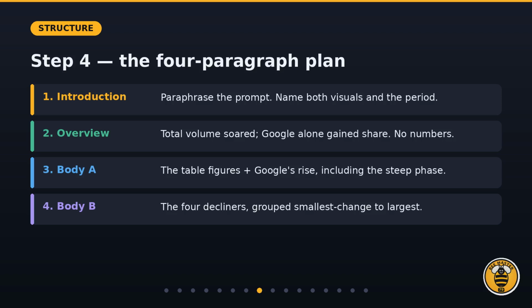Step 4. 4 paragraphs. An introduction that paraphrases the prompt and names both visuals. An overview with no numbers. Body A, which handles the table figures together with Google's rise, and Body B, which groups the 4 declining engines. Grouping is the skill being tested. Never walk through every data point one at a time.